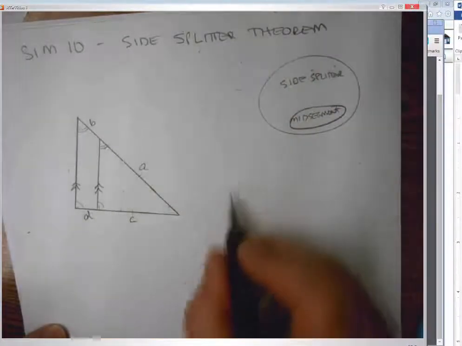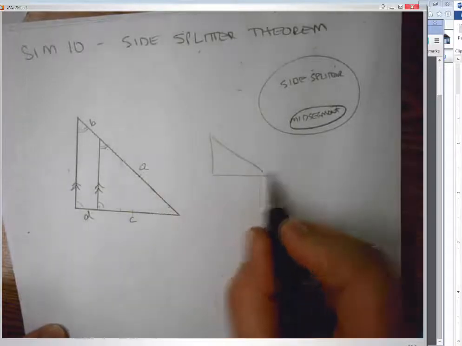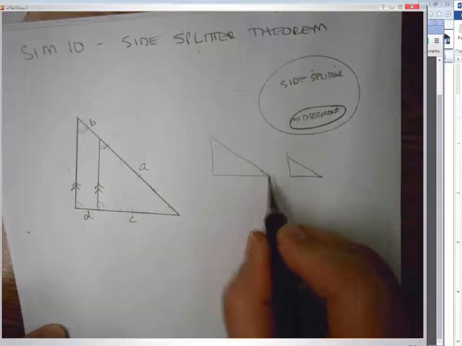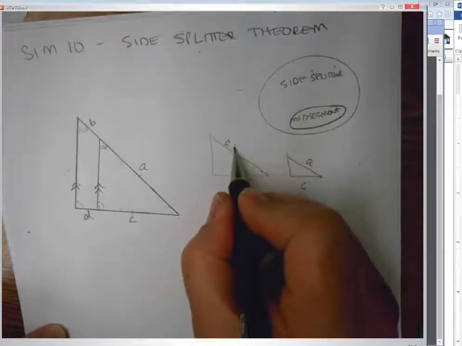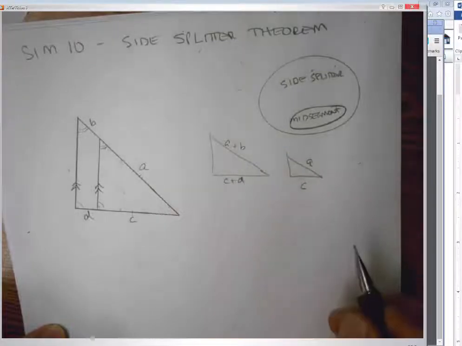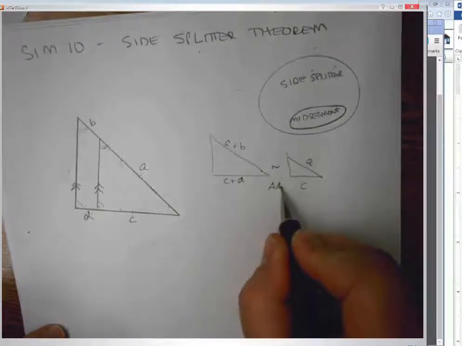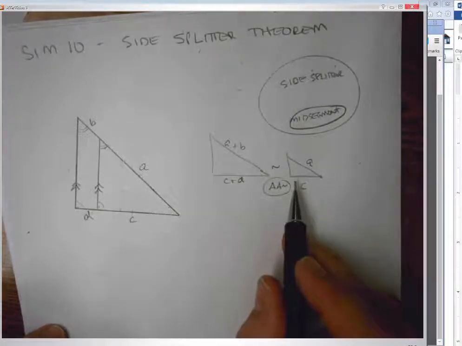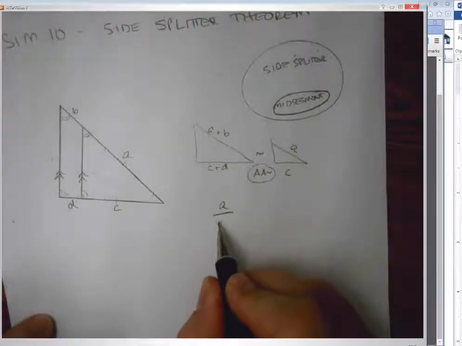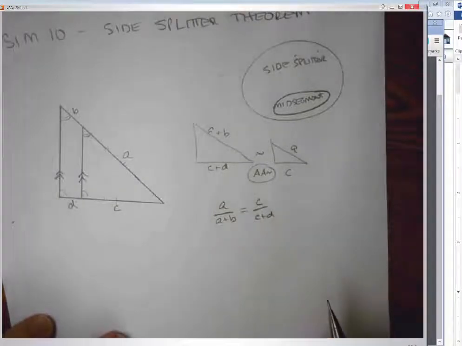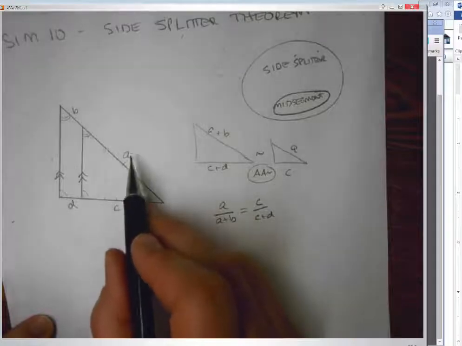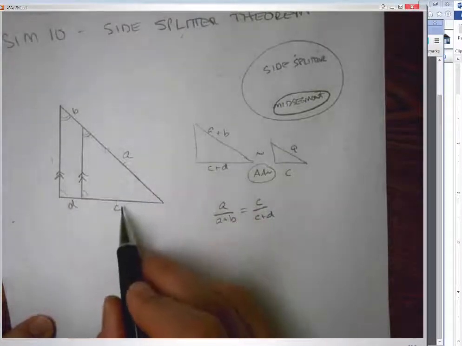Because the triangles are similar, we can visualize that this is the bigger triangle and this is the littler triangle. In the little triangle, we've got A and C, and in the bigger triangle, we've got A plus B and C plus D. Because these triangles are similar by angle-angle similarity, we can say that the sides are proportional. Therefore, A is to A plus B as C is to C plus D. Now we can use that anytime we want to find the missing parts. In other words, this length is to this whole as this length is to its whole.